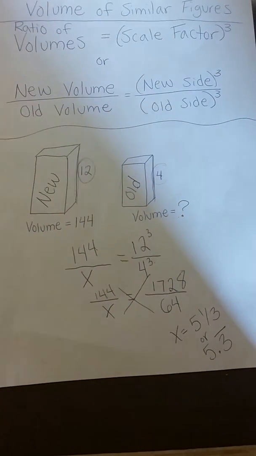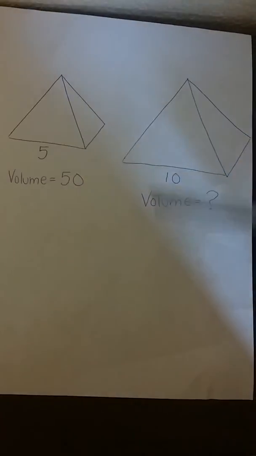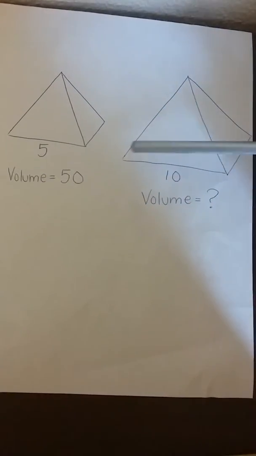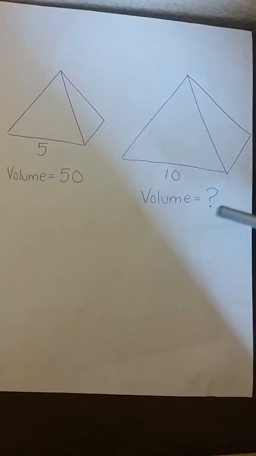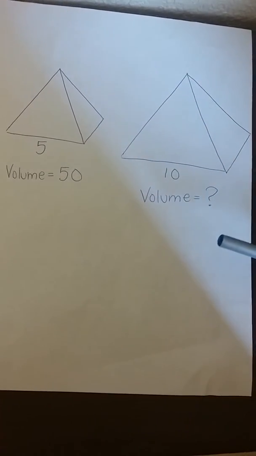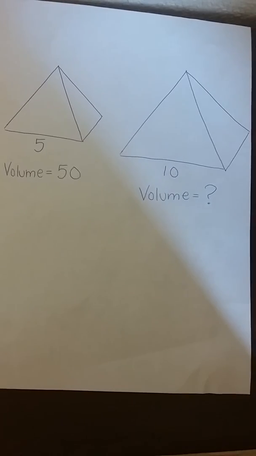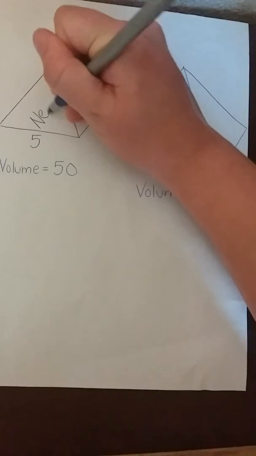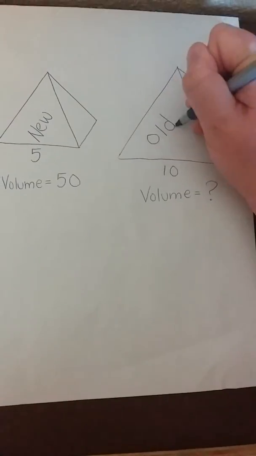Let's look at another example. In this next example, I have two pyramids, and the base of this pyramid is 5, and the base of this pyramid is 10. I know that this volume is 50, and this volume I'm not sure of. So again, I'm going to do new volume over old volume equals new side cubed over old side cubed. And I need one to be new, one to be old. So I'm going to go ahead and make this one new and this one old. Doesn't really matter which one you pick.